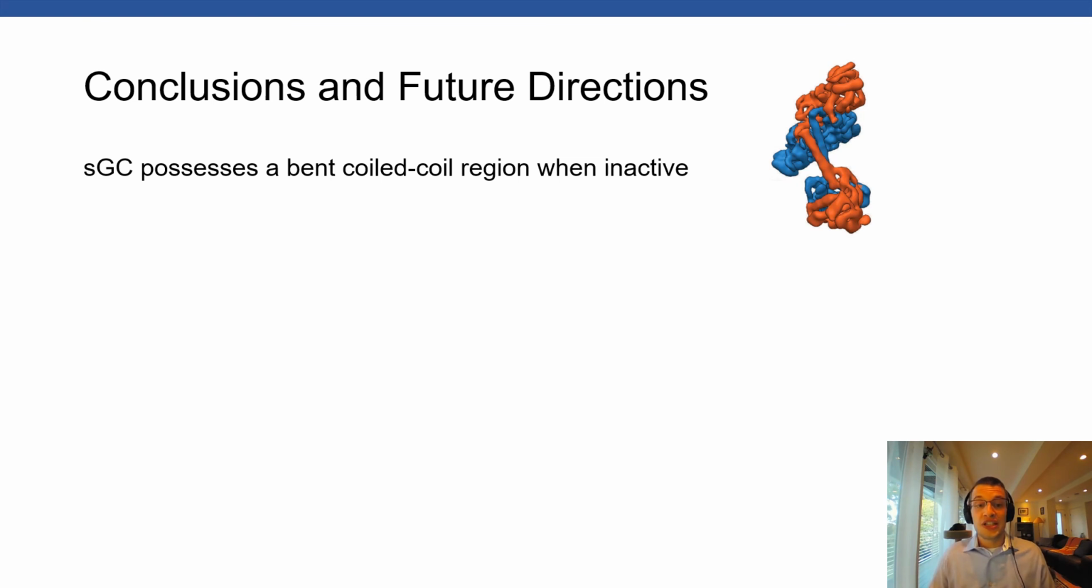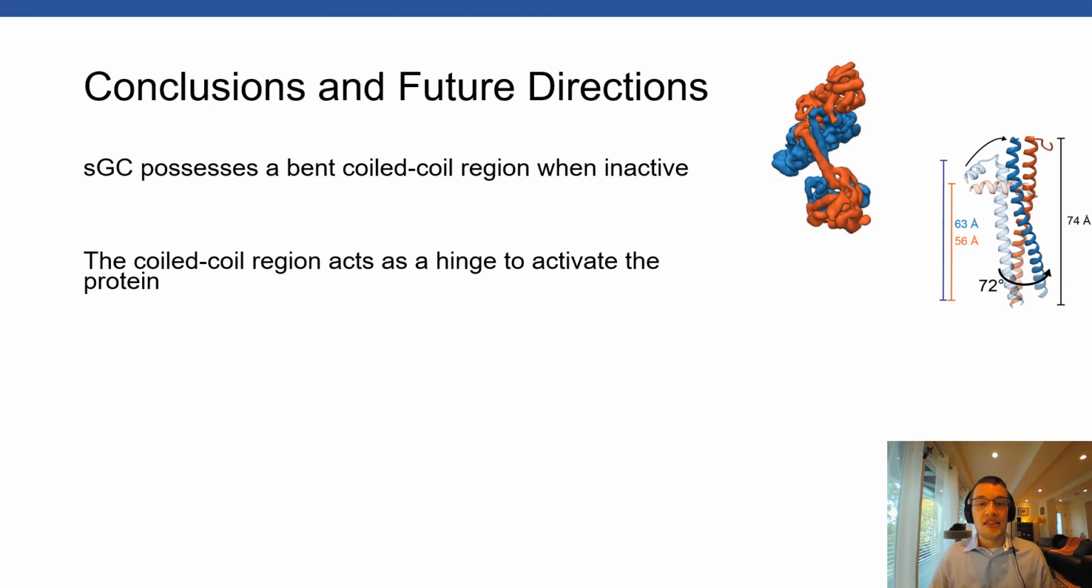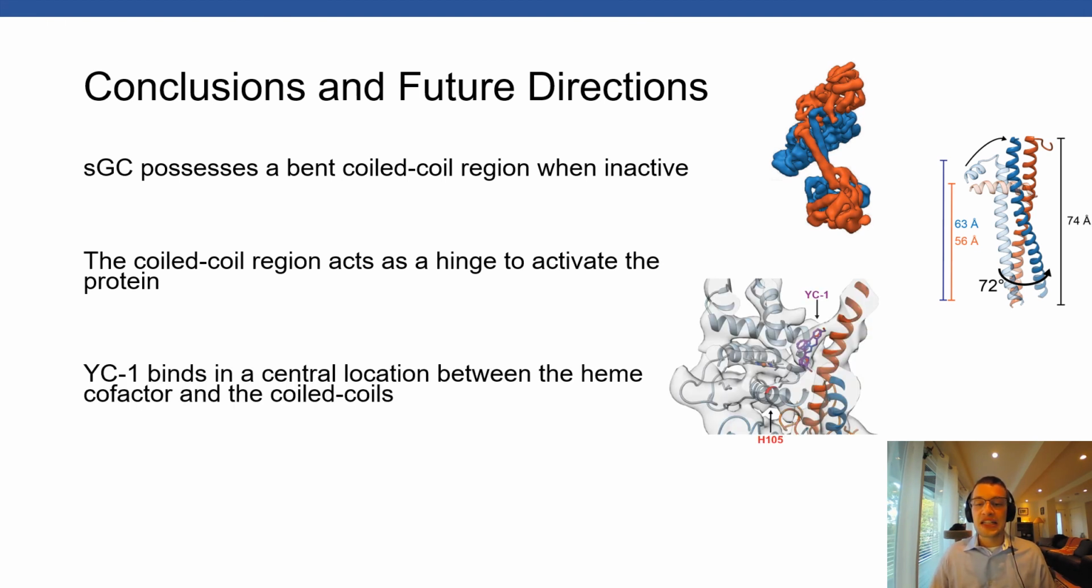To conclude, I've shown that sGC possesses a bent coiled coil region when it is inactive. These coiled coils act as a hinge to convert the protein from an inactive form to an active form. And finally, that YC-1 small molecule stimulators of sGC bind in a central location between the heme cofactor and the coiled coil domains of sGC.